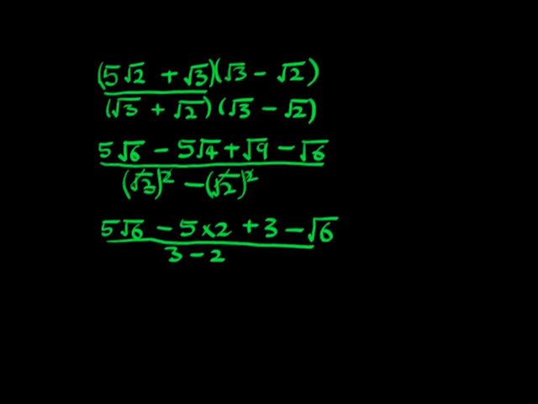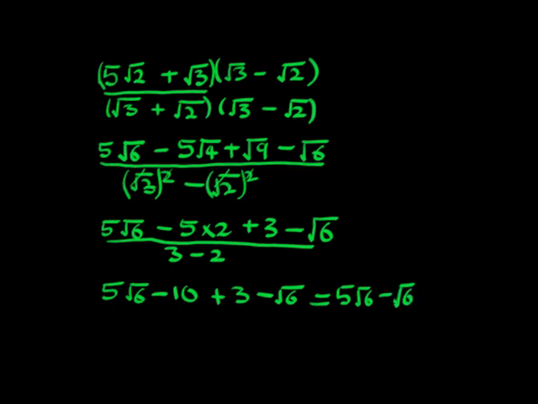Such that in working with this now, we're going to have 5 root 6 minus 10, because 5 times 2 gives us 10, plus 3 minus root 6. Now at the denominator we're going to have 1, so let's just omit that. Now we collect like terms. We're going to have 5 root 6 minus root 6, and minus 10 plus 3 gives us minus 7.